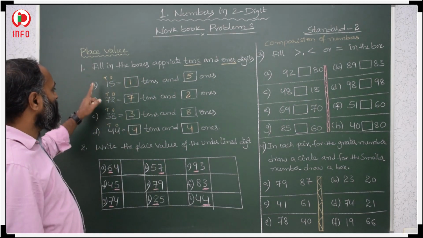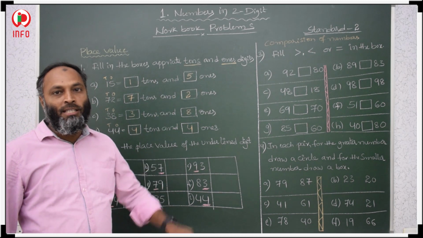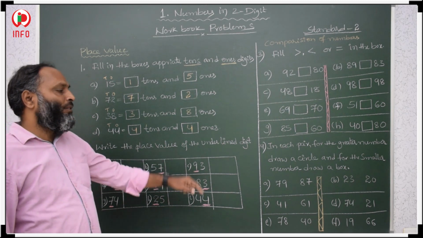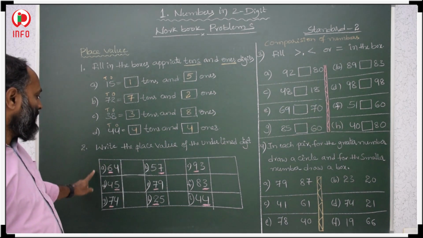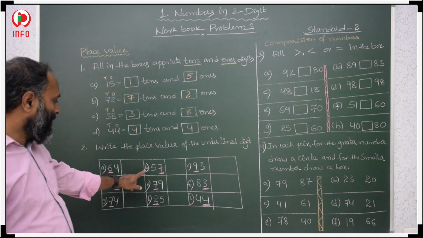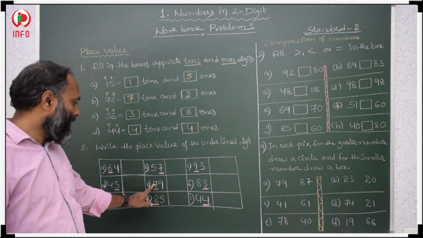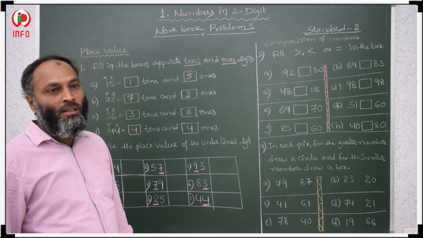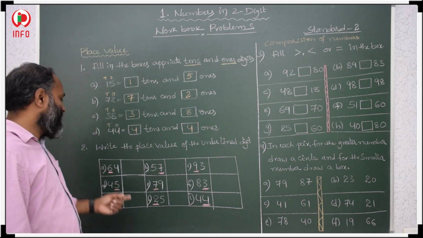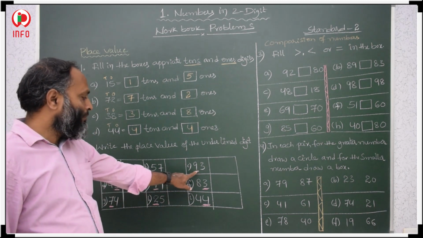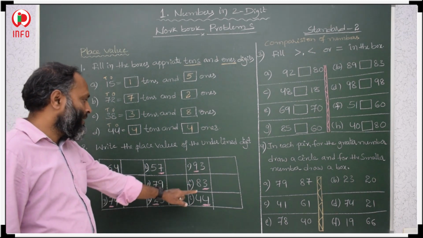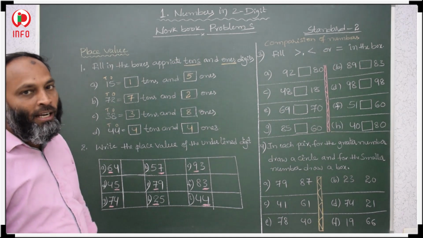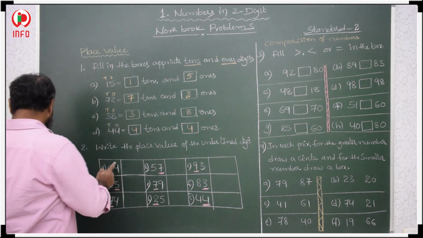Okay? So in this way we have to fill ones and tens. Then after that, write the place value of the underlined digit. The underlined digits are in these boxes A, B, C, D, E, F, G, H, I. Total 9 questions are given. In these 9 questions, these are underlined digits. For these underlined places we have to write the place value of the underlined digit.